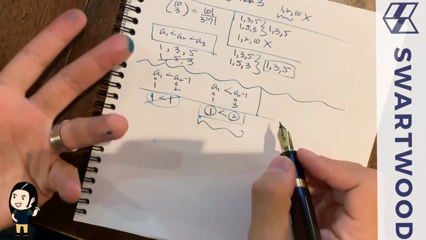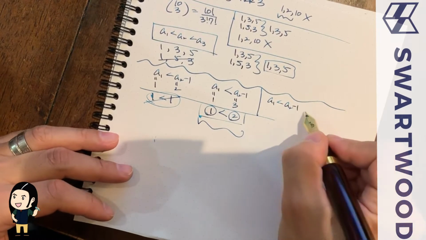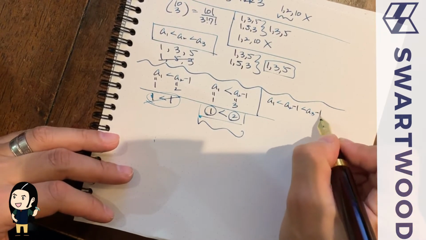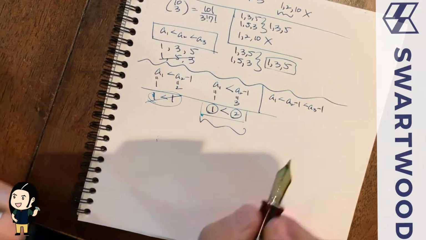Well, the problem is we're not picking 2 numbers, we're picking 3. So we may think we can do this. And that would definitely ensure that A3 is bigger than A2 is bigger than A1. But the problem here is this.